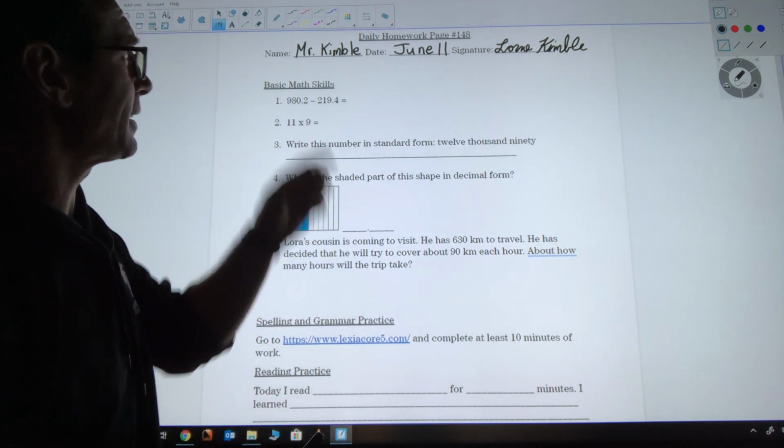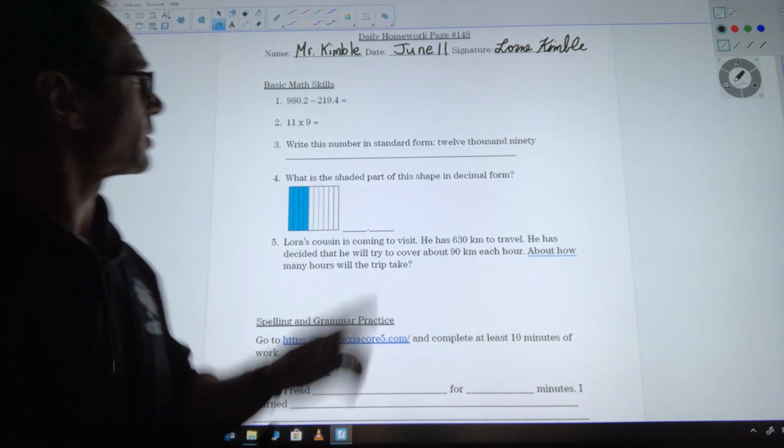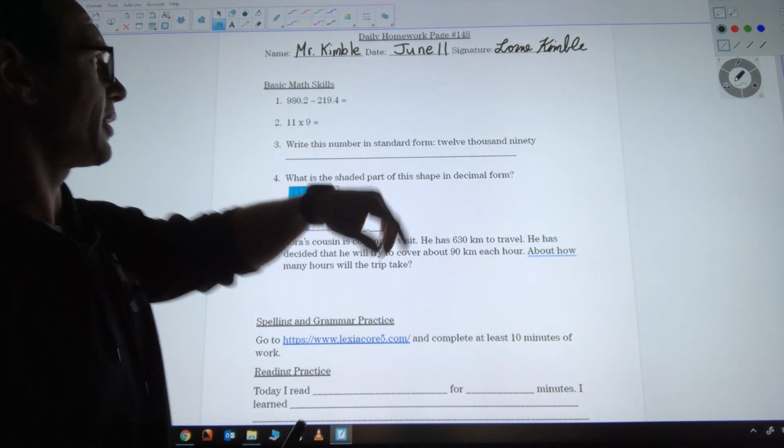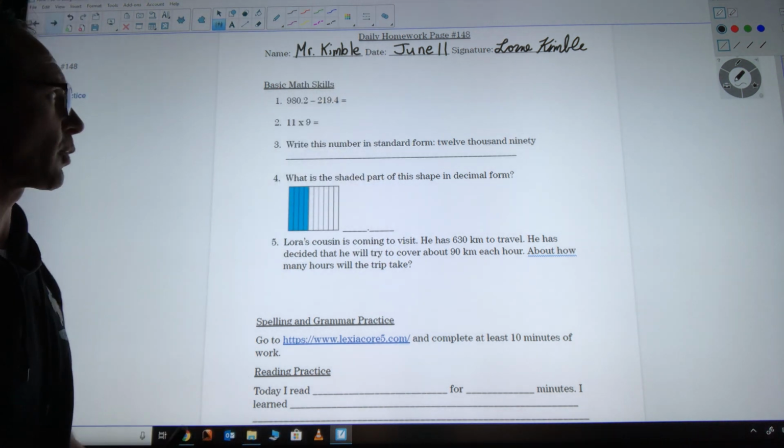All right, guys, I want to look at daily homework page number 148. So I've already done my name, date, and signature here, so we'll jump straight into the math questions.